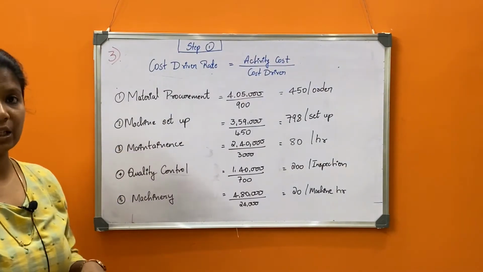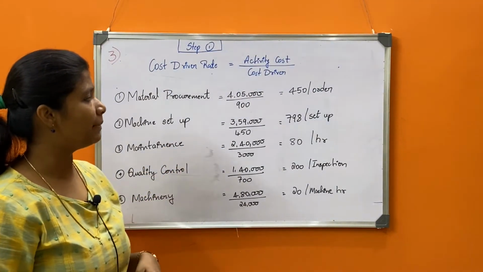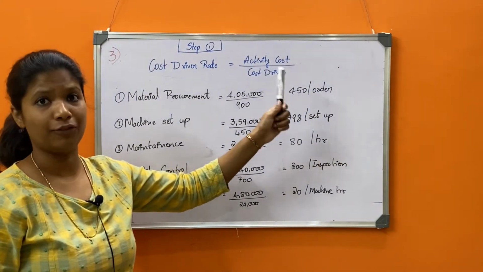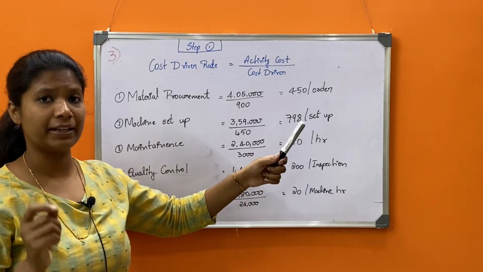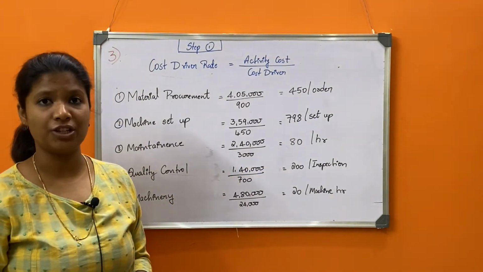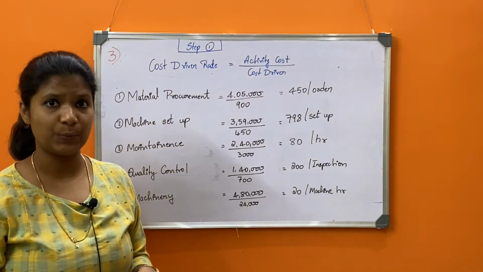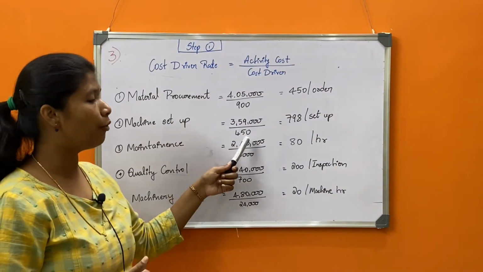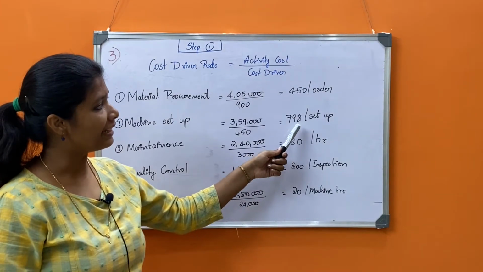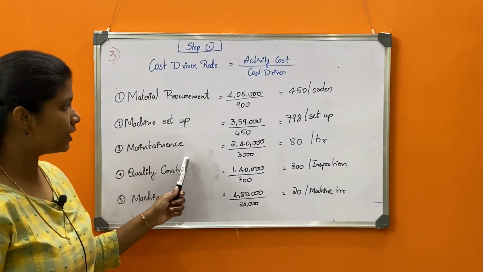Starting with the first activity, material procurement, the cost is 4,05,000 divided by 900, which gives us 450 rupees every time you order. For every order, the cost incurred or the rate is 450. Next, machine setup. How many times has the machine been set up? The cost is 3,59,000 for that particular activity, and it was done 450 times. Divided, you'll get 798 rupees per setup.